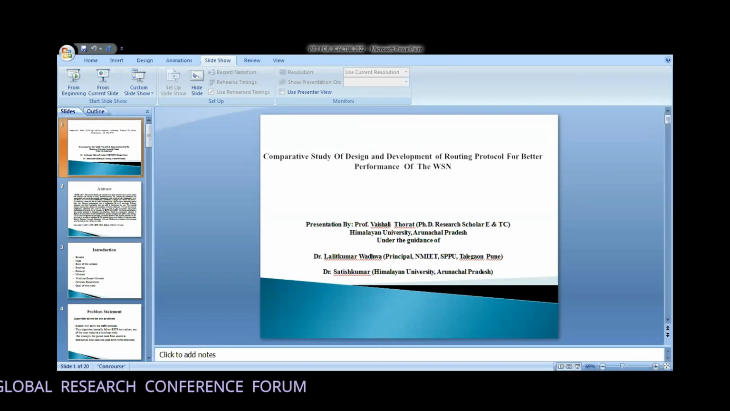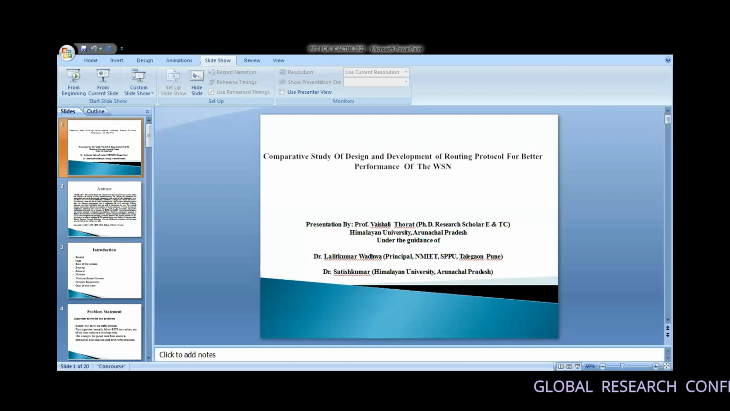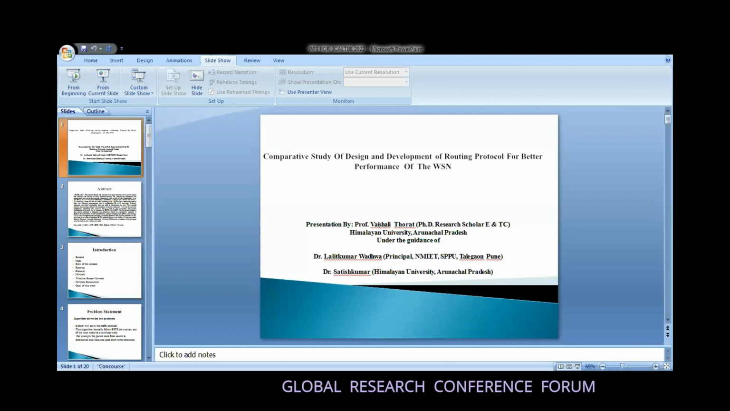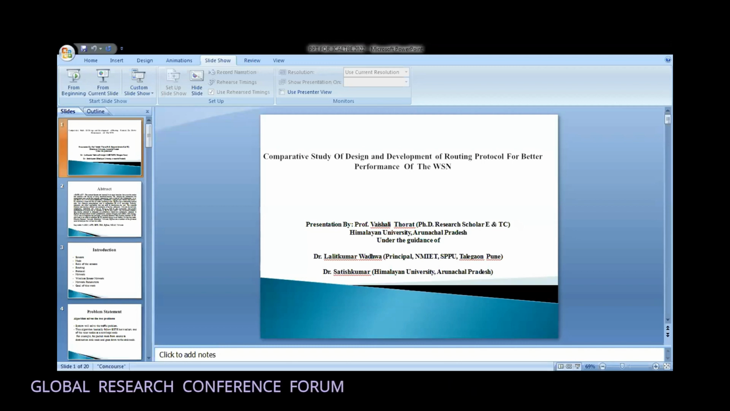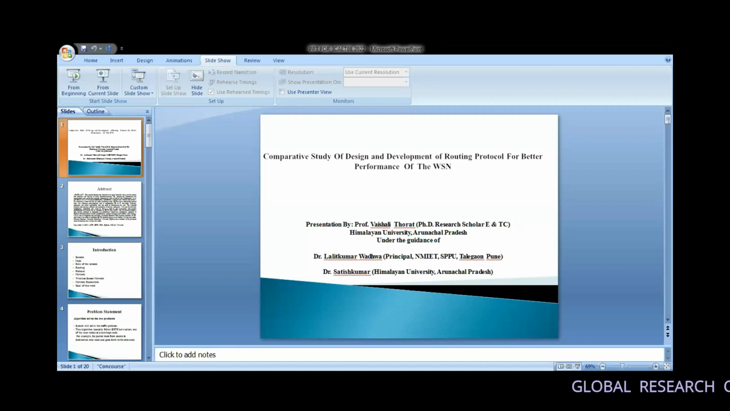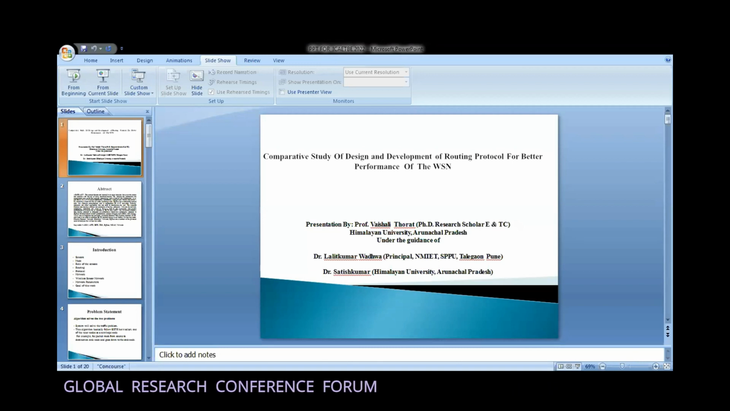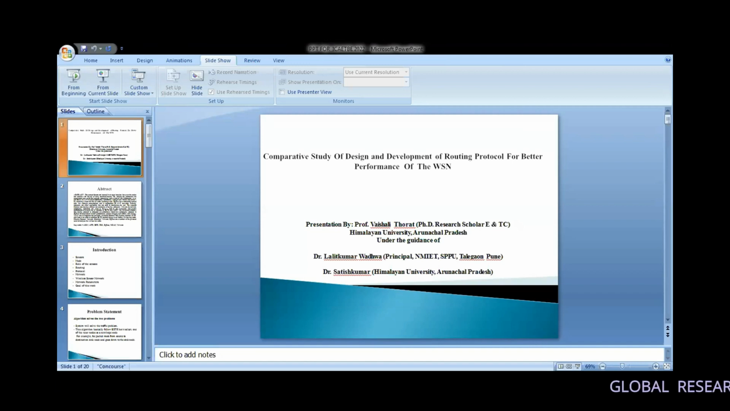What are the network parameters when we are working on this? The network parameters are the main constraint. A few parameters like throughput, end-to-end delay, packet delivery ratio, jitter, the synonym of which is noise, and energy consumption. These are the parameters that are considered in this work.